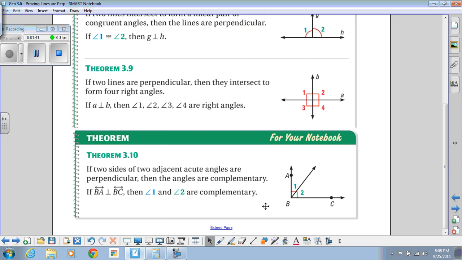And this third theorem down here is saying that if two sides of adjacent acute angles, so 1 and 2 are those adjacent acute angles, and the two sides they're talking about are BA and BC, if those two sides are perpendicular, and you see they are marked perpendicular with that box, then the angles are going to be complementary. And again, this should look pretty familiar since we've already talked about complementary, and this is the kind of diagram we use to show complementary. 1 and 2 add up to be 90 degrees.